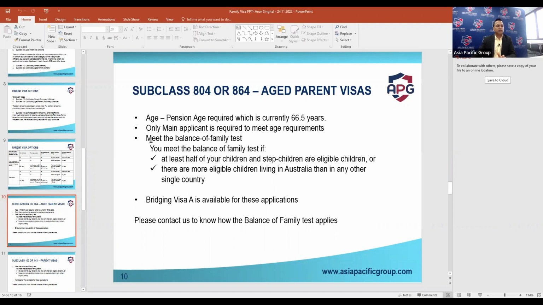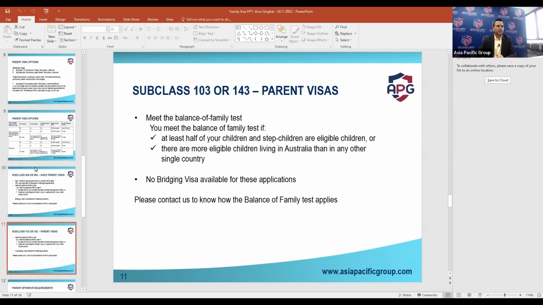Okay. You must meet the balance of family test for this, or for any parent visa, basically. The balance of family test means at least half of all your children must be Australian citizens or permanent residents. Or if they are living in different countries, then a minimum of 50% of the children should be in Australia on a PR visa or citizenship. Bridging visa A is available for these applications. If you have any doubt about how to calculate the balance of family test, then please come and visit us in the office and we can help you with that. No problem with it.